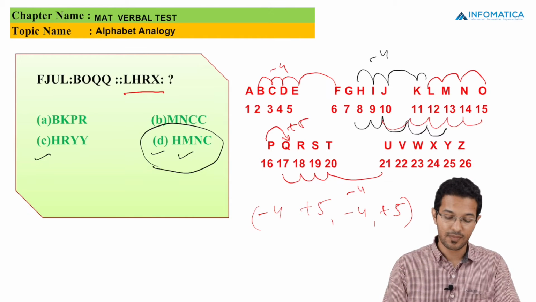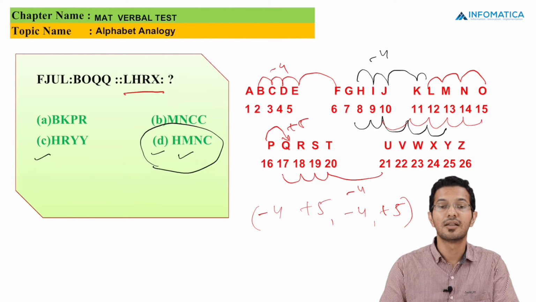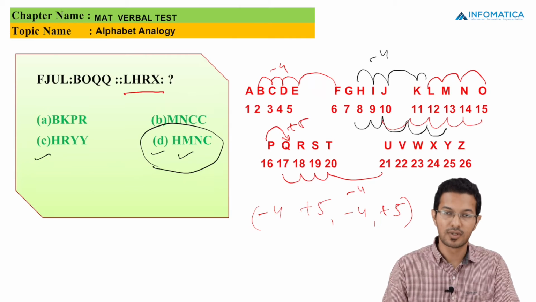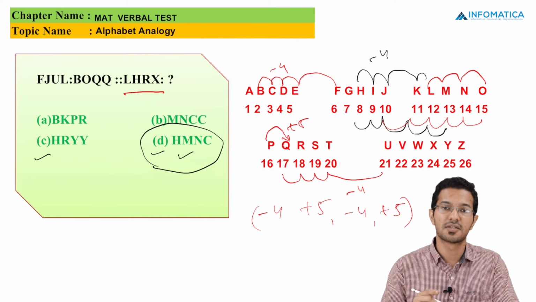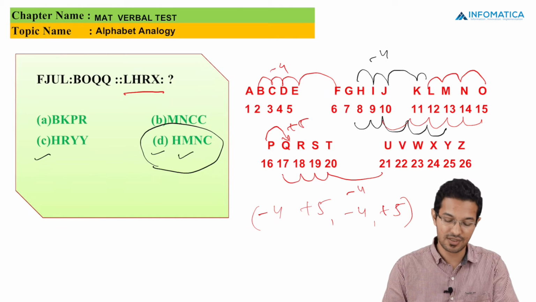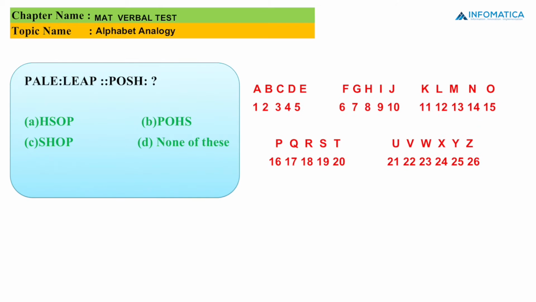Let's verify it. अगर मैं R से 4 steps पीछे जाऊँ, so I will be reaching the letter N. And अगर मैं X से 5 steps आगे जाऊँ, तो I will be reaching the letter C. So it is truly verified and we can understand that the answer to this question is option D, which is H, M, N and C. Next question की ओर बढ़ते हैं. So let's write it down first.